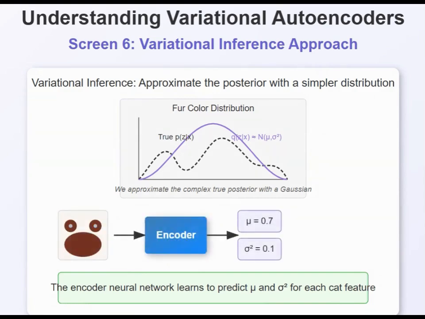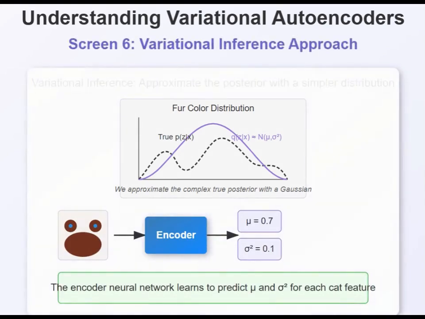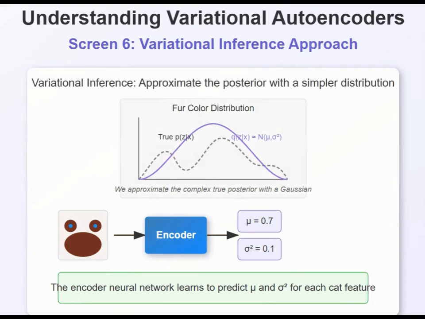There's one more critical component, the reparameterization trick. Why do we need this? Neural networks are trained using backpropagation, which requires operations to be differentiable. However, sampling from a probability distribution is not differentiable. We can't compute how a small change in the distribution parameters affects a random sample.